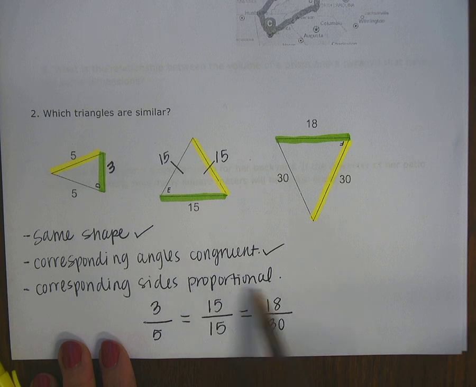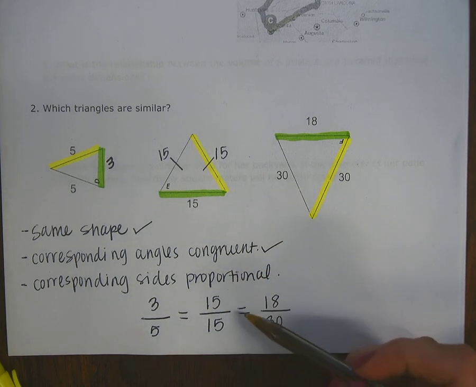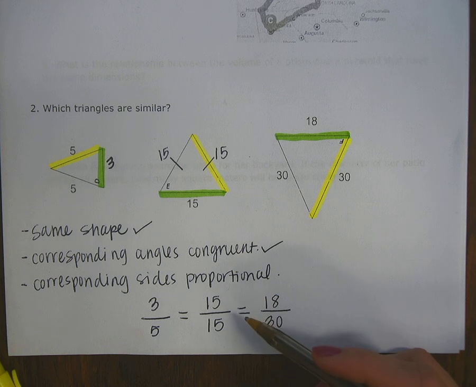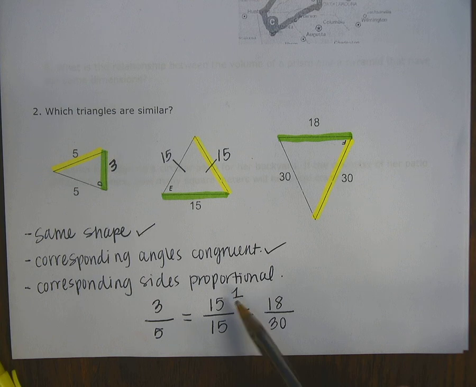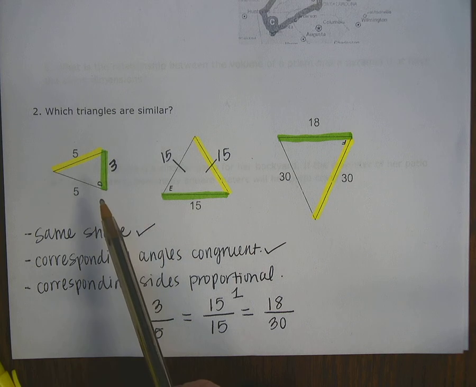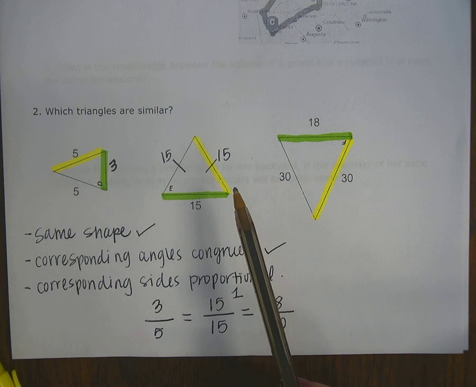Now, to tell if they're proportional, we need to see if all of these ratios, or if any of them, are equivalent ratios. So I can't simplify 3/5 anymore, so I'm just going to leave it. 15 over 15 I can simplify, and I know that that's just 1. And I know that 1 is not the same as 3/5. So I know that these 2 triangles, here and here, are not similar because those are not proportional. And I also know that 1 is not the same as 18 out of 30, so I know this one is not similar to this one.